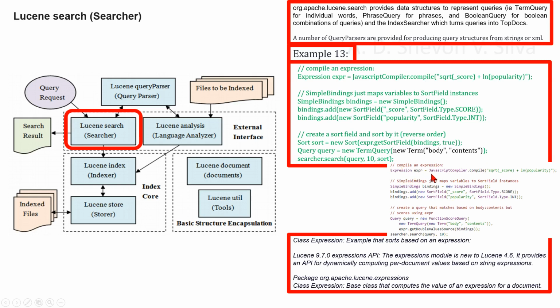Here we compile an expression. Simple bindings just map variables to the sort field instances. Create a query that matches based on the body contents, but scores using the expression here.